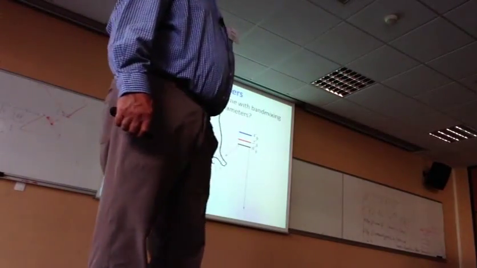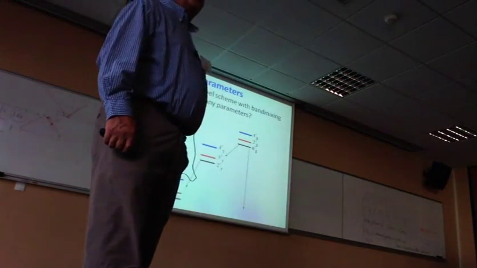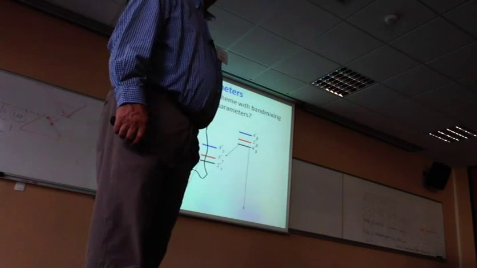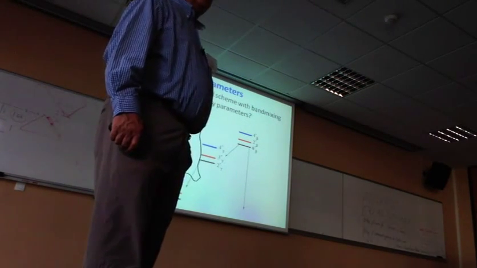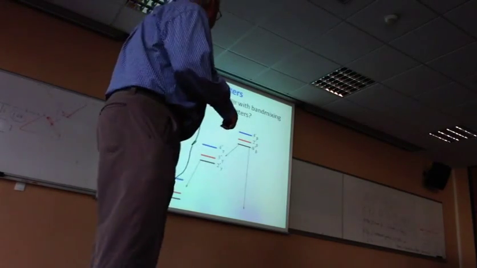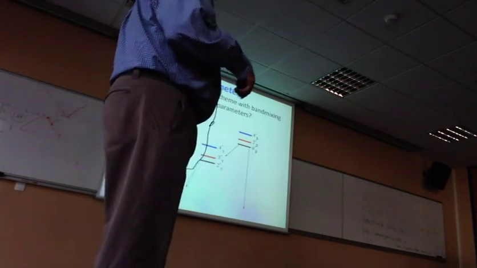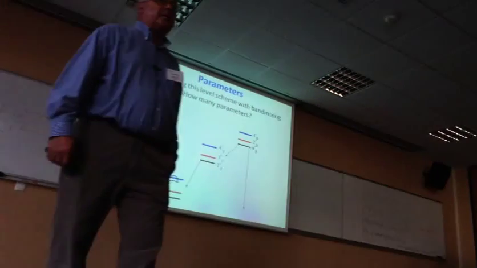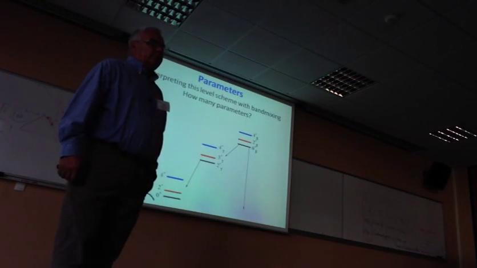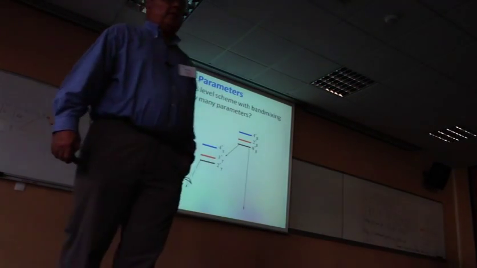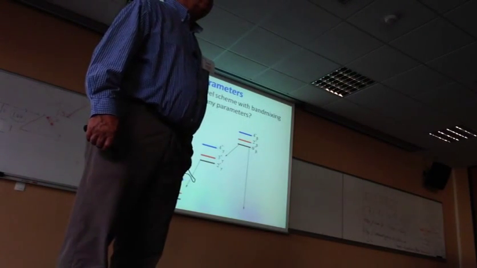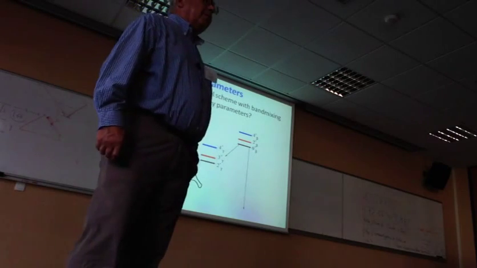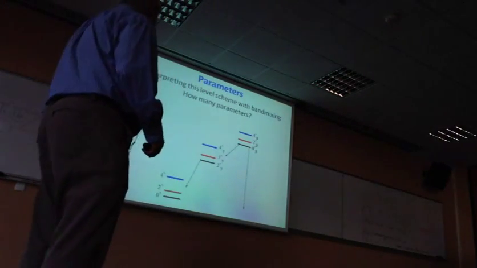Okay? So the question is, how many parameters do I need to do this? How many do you think? To do a band mixing calculation with these three bands and try to reproduce the energies and BE2 values. Somebody say a number. I think maybe you can just try one first and then keep increasing. So let's look at the number of parameters you need.